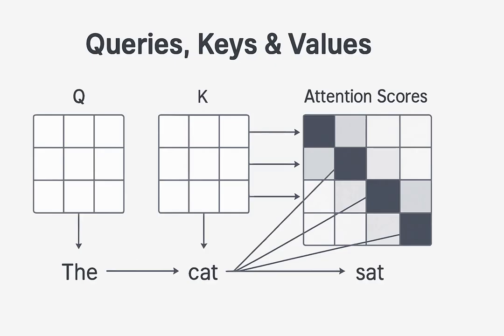Technically, self-attention works with queries, keys, and values. Each word is transformed into vectors. By comparing queries and keys, we compute attention scores, which weight the values. This gives us context-aware representations of words.